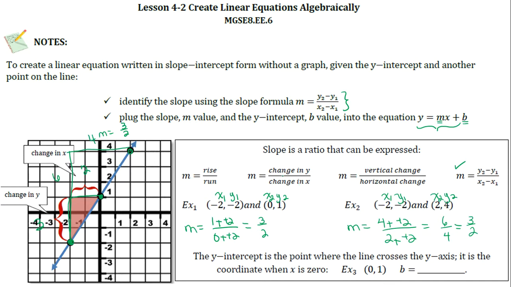So once you find the slope between 2 points to write your equation, the next step is to identify the b value, which is the y-intercept. And you can see in our example, 0, 1, we have been given the y-intercept because it is when x is 0. So the b value is 1. Now we have m and the b, and we can write the equation. Y equals 3 over 2 times x plus 1.